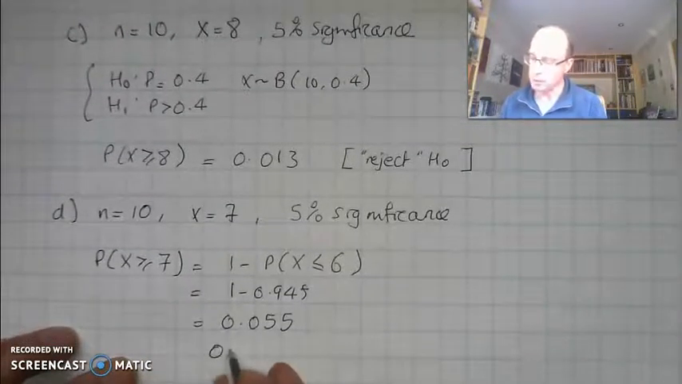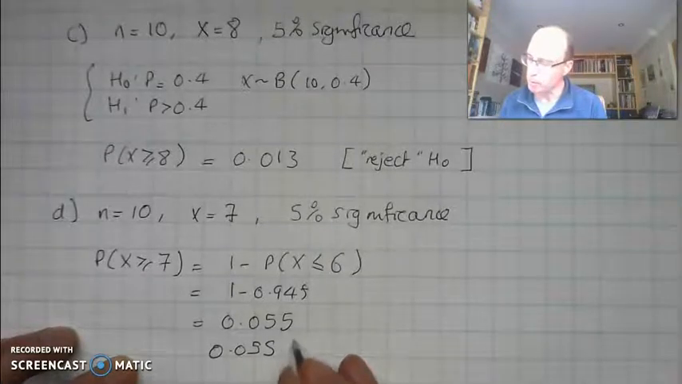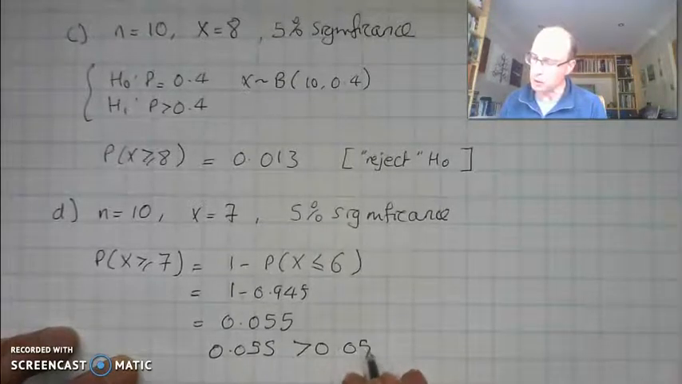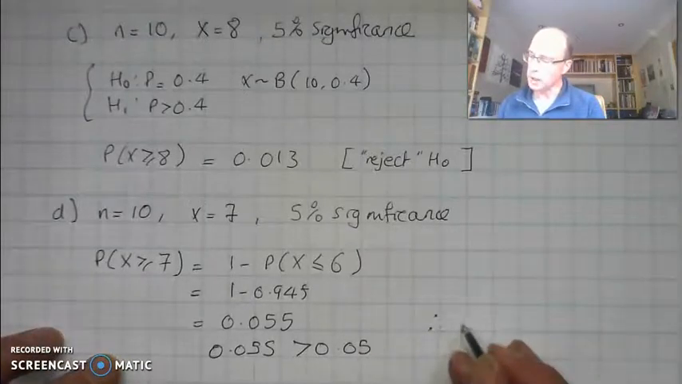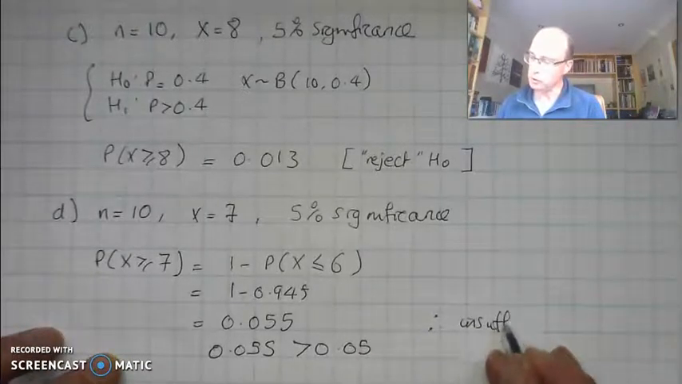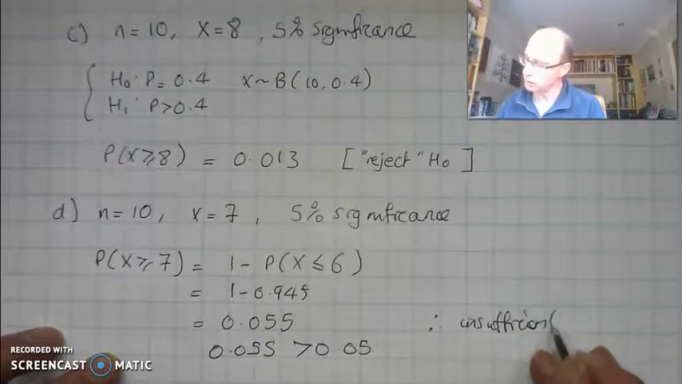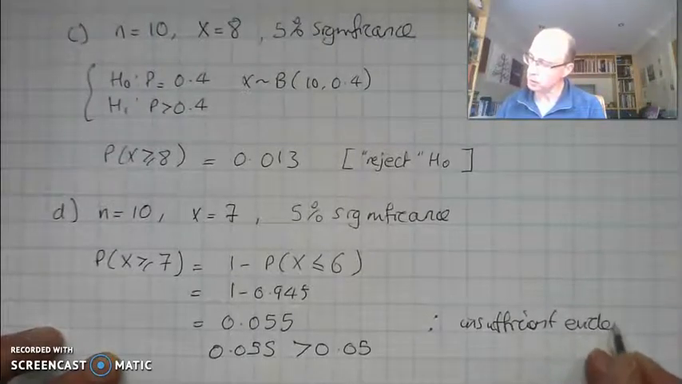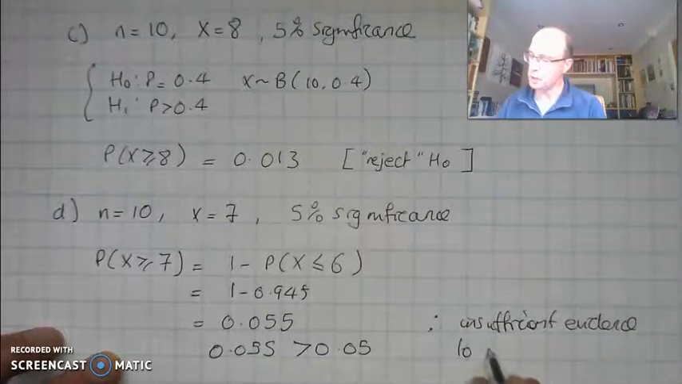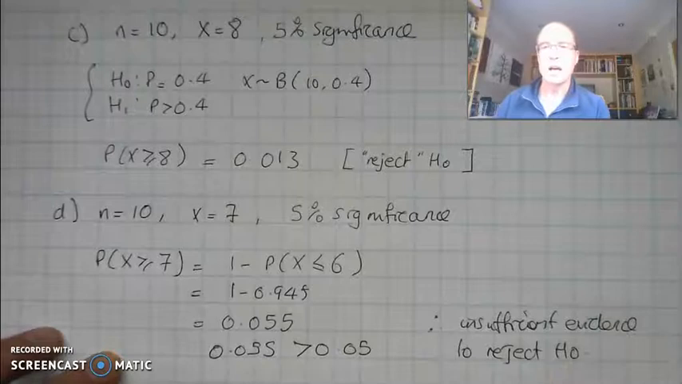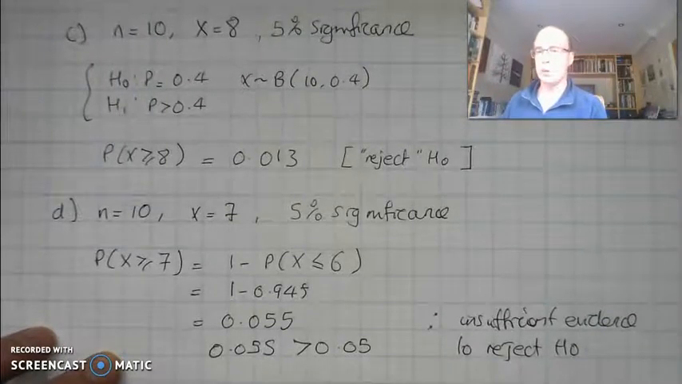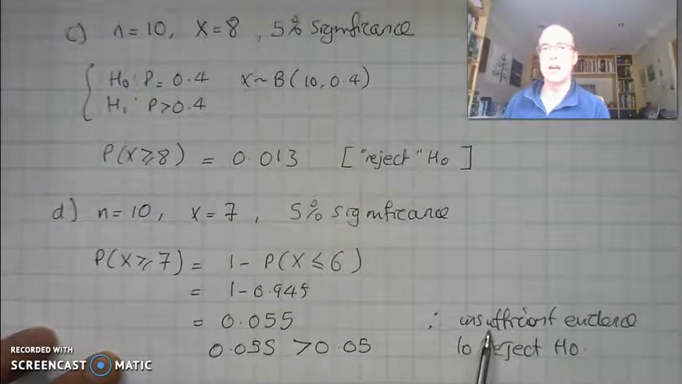So 0.055 is greater than 0.05. Therefore, I've got insufficient evidence to reject H0. Now, I want to talk through quickly why I've chosen to use these words: insufficient evidence to reject H0.